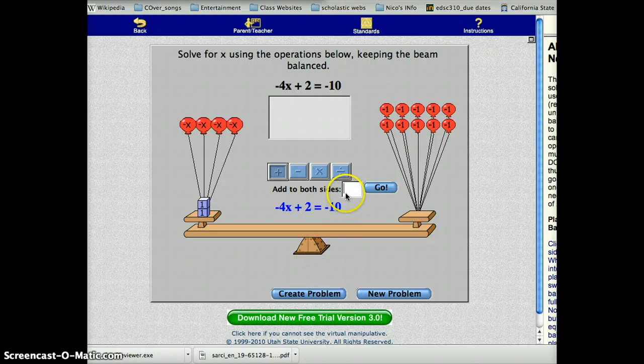Now, if we look down here, we can add to both sides. So this is always going to stay in equilibrium. So no matter what I add to each side, or even if I want to subtract to each side, it'll always stay in equilibrium.